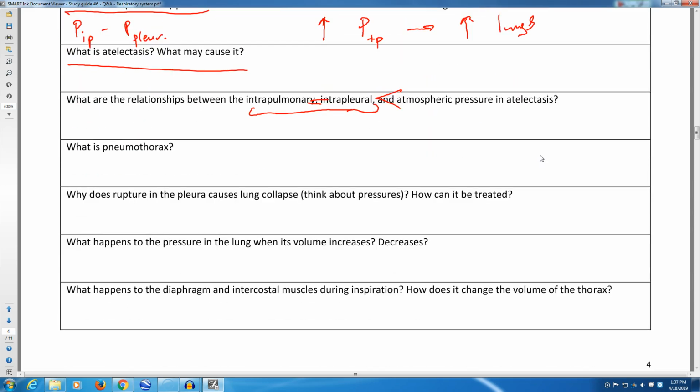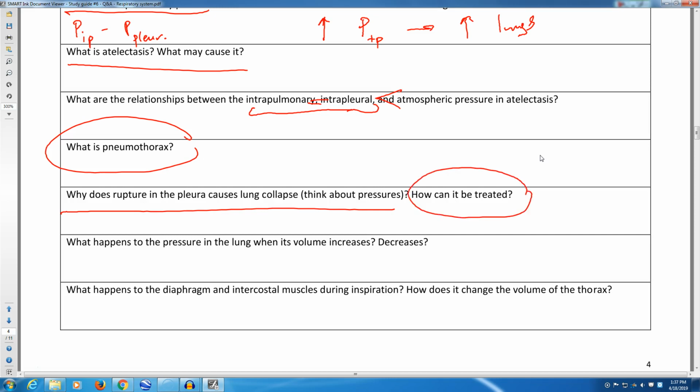Pneumothorax is damage to the pleural cavity, which leads to the establishment of atmospheric pressure in the pleural cavity. The treatment is to reduce the pressure in the pleural cavity, to suck the air out. Does that make sense? So in pneumothorax, the intrapleural pressure equals atmospheric, and that leads to lung collapse.